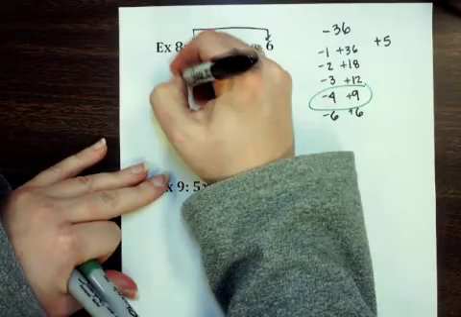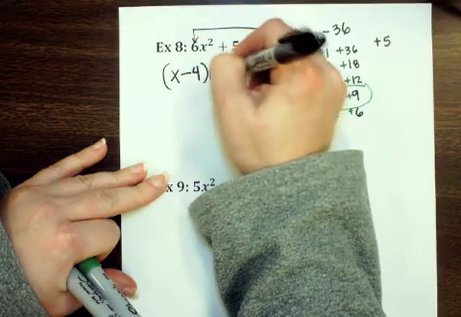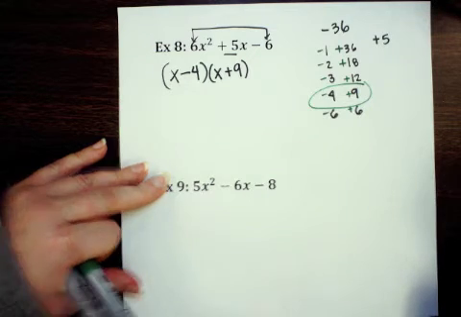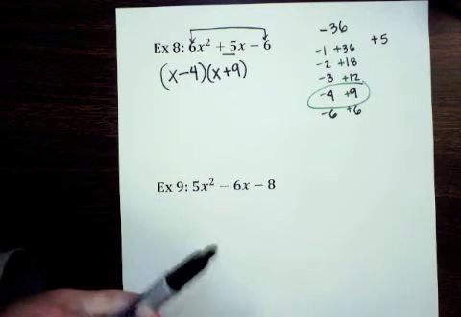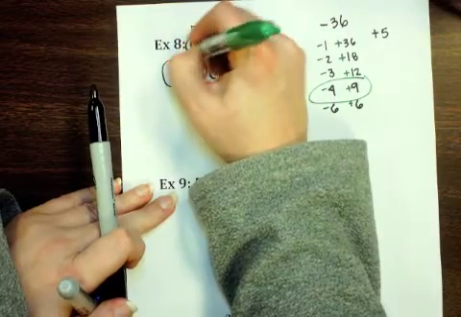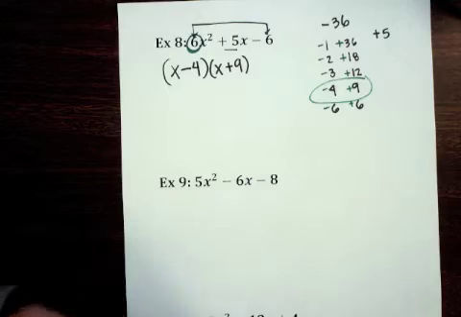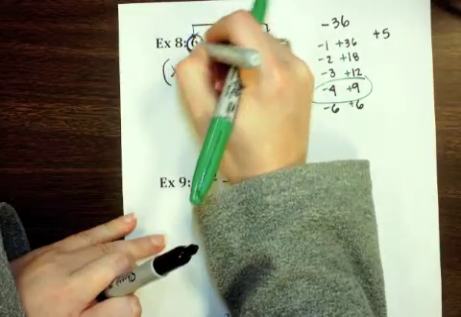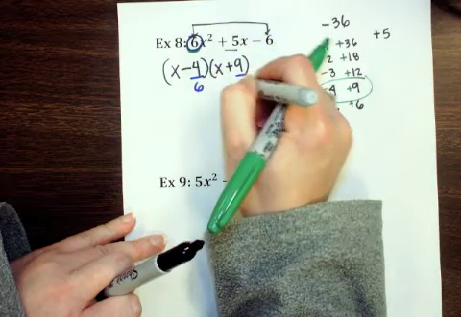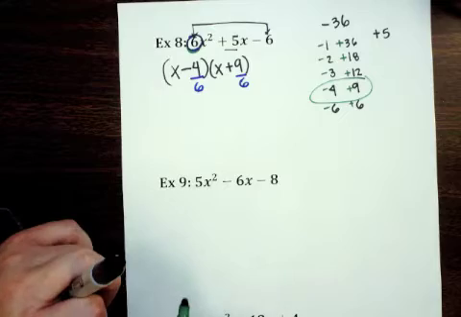So I put x minus 4, x plus 9. And I'm done, right? No, I'm not finished. What do we have to do since I have a number other than 1 in front of x squared? I need to divide that out. So since there's a 6 in front of x squared, I'm going to take and divide both the factors by 6. I need to reduce.